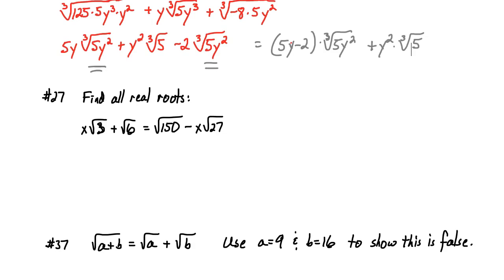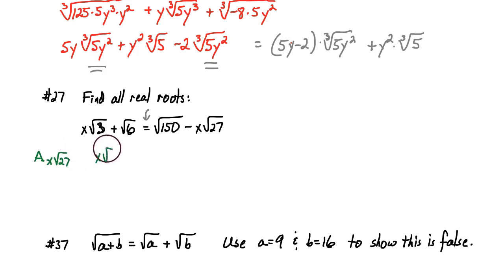Okay, next, number 27 changes the directions. We have an equation, and we're asked to find all real roots. That means to solve for x. If we want to solve for x, it would help to have all the x terms on the left side. So let's add this one here to make it move to the left. I'm going to add x square root of 27 to both sides.